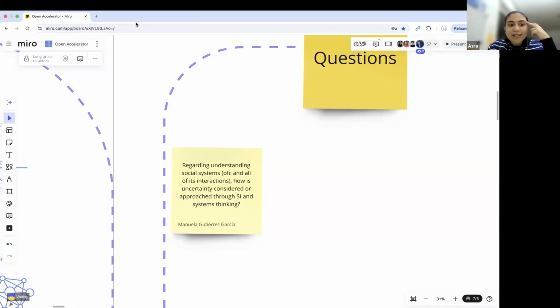It says, regarding understanding social systems and all of its interactions, how is uncertainty considered and or approached through systems innovation and systems thinking? Maybe Manuela, you can also elaborate your question.